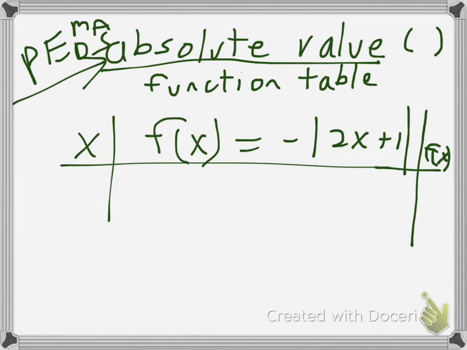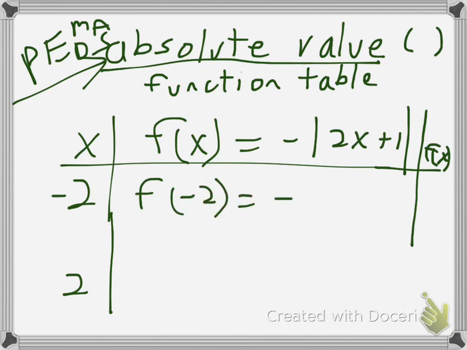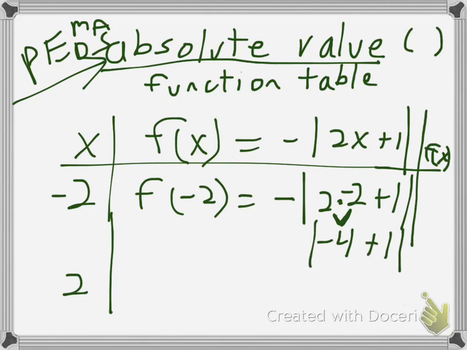And let's say I just wanted to plug in a -2 and a 2. So here I'd have f, plug in a -2, would give me negative absolute value 2 times -2 plus 1. And I'm going to do the absolute value portion first. So inside of that absolute value, I'm going to do multiplication before I do addition. So 2 times -2 is -4 plus 1. So I get -4 plus 1, the negative sign on the outside. I'm going to do this first, treating it like it's in parentheses.